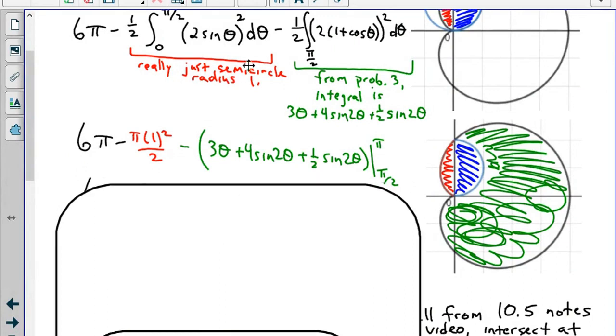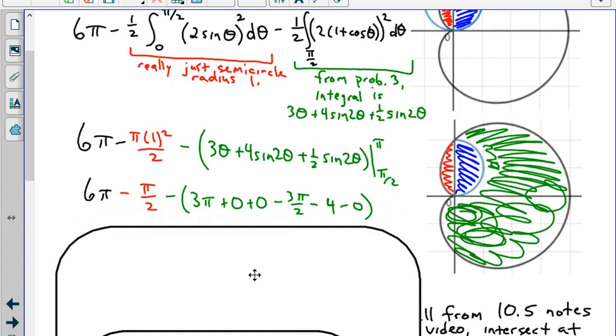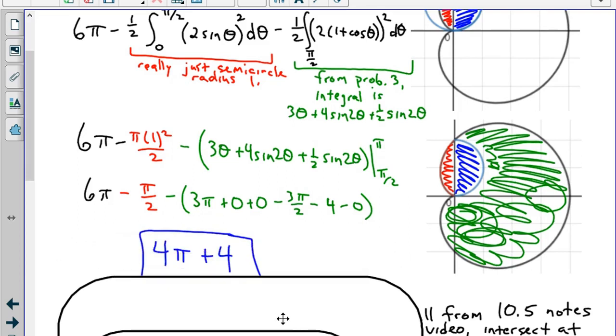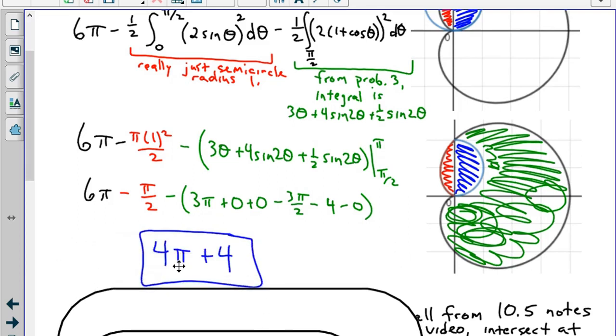Since this is really just a semicircle of radius 1, that's pi times 1 squared over 2. And for this, I'm going to substitute in pi and pi over 2 instead of recalculating the integral, since I already did that. We do a little simplification there, and I end up with 4 pi plus 4, which is the area that is just green, not the area that's blue or red. So that's taking the whole thing, subtracting the blue, subtracting the red, and we end up with the green. So that is how that one goes.